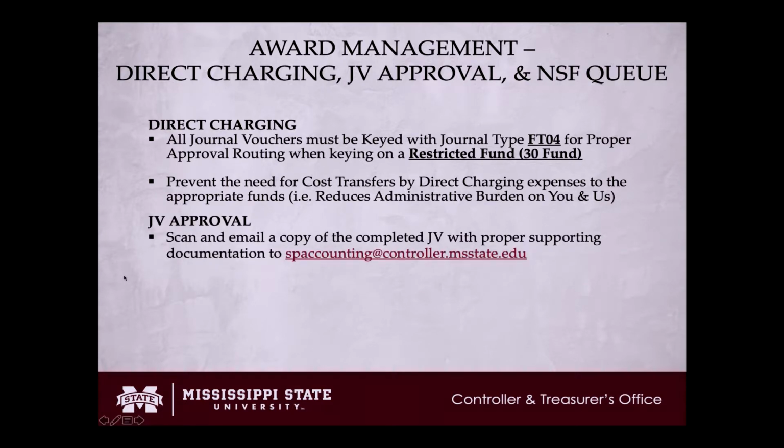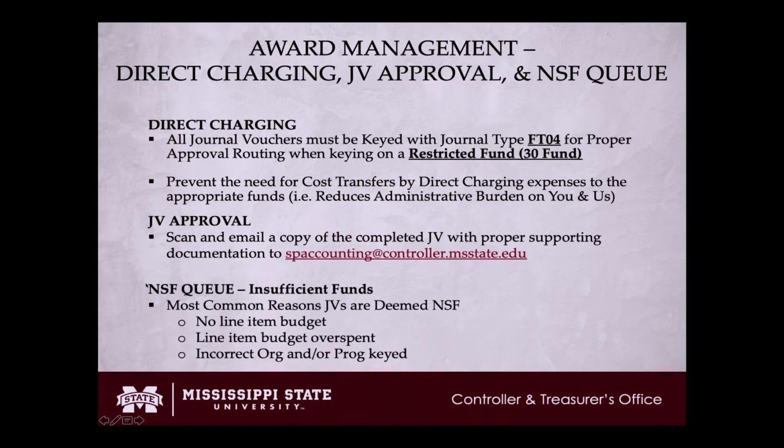JV approval. So scan and email a copy of your completed JV with the proper supporting documentation to your SPA accountant, but you will simply email this to spaccounting@controller.msstate.edu, which is a central email address within our office, and then that document will be routed to the appropriate accountant.